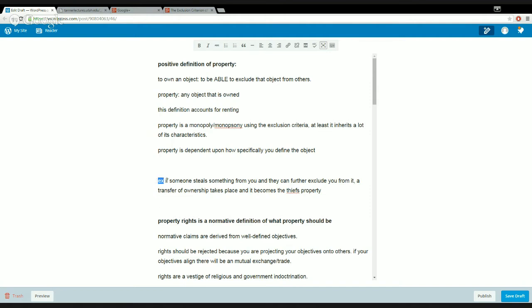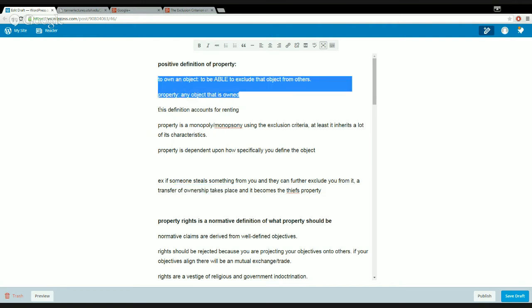Okay, so here's an example using the positive definition of property. Again, this is not a moral claim, right? I'm not saying what should be property. If someone steals something from you, they can further exclude you from it, a transfer of ownership takes place, and it becomes the thief's property. So you can see that just applying this definition, it's logically consistent. It may not be to your liking, but it's a positive definition.